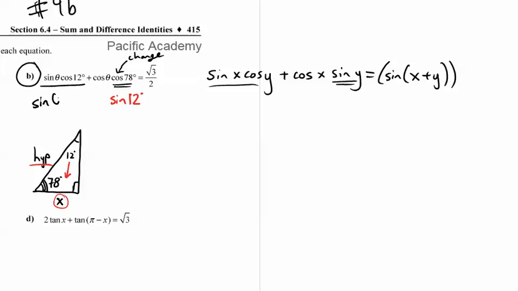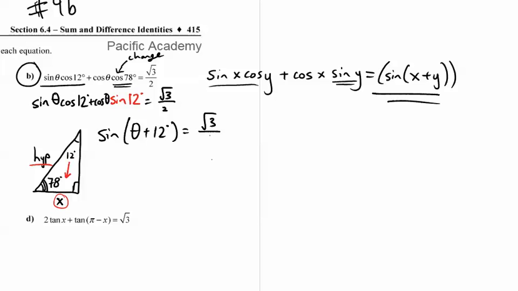So now we can take our formula sine theta cos 12 plus cos theta sine 12 and solve when this is equal to root 3 over 2. So now it fits perfectly with this formula. We can change this to sine of theta plus 12 degrees equals root 3 over 2. And then we're going to figure out sine of what angle is root 3 over 2.